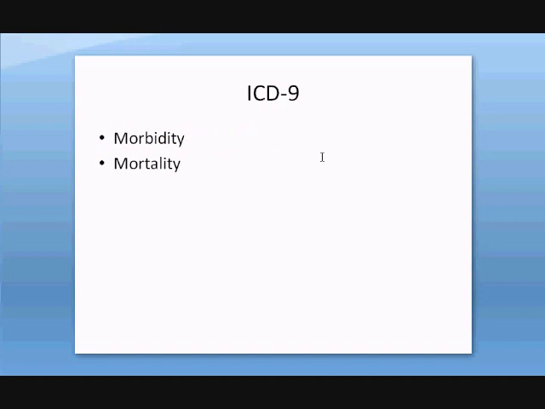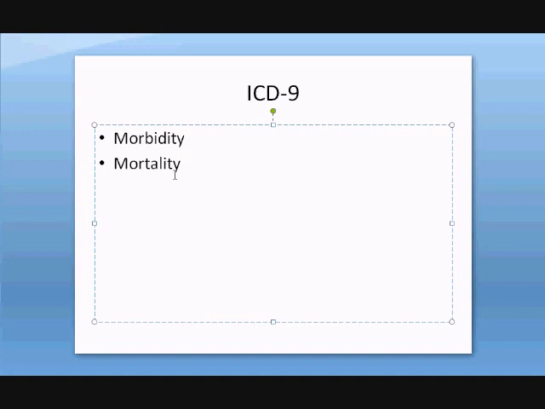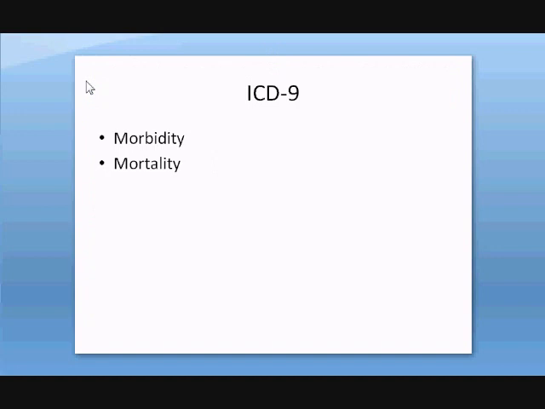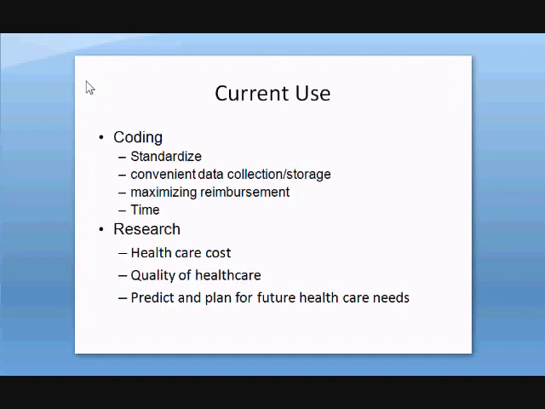Now, what is the core purpose of ICD-9? Essentially, it's there to classify morbidity and mortality, right? Essentially, disease and death. That is the core of ICD-9, and eventually ICD-10 once we start using it. So let's go over some of the simple items. What is the current use?